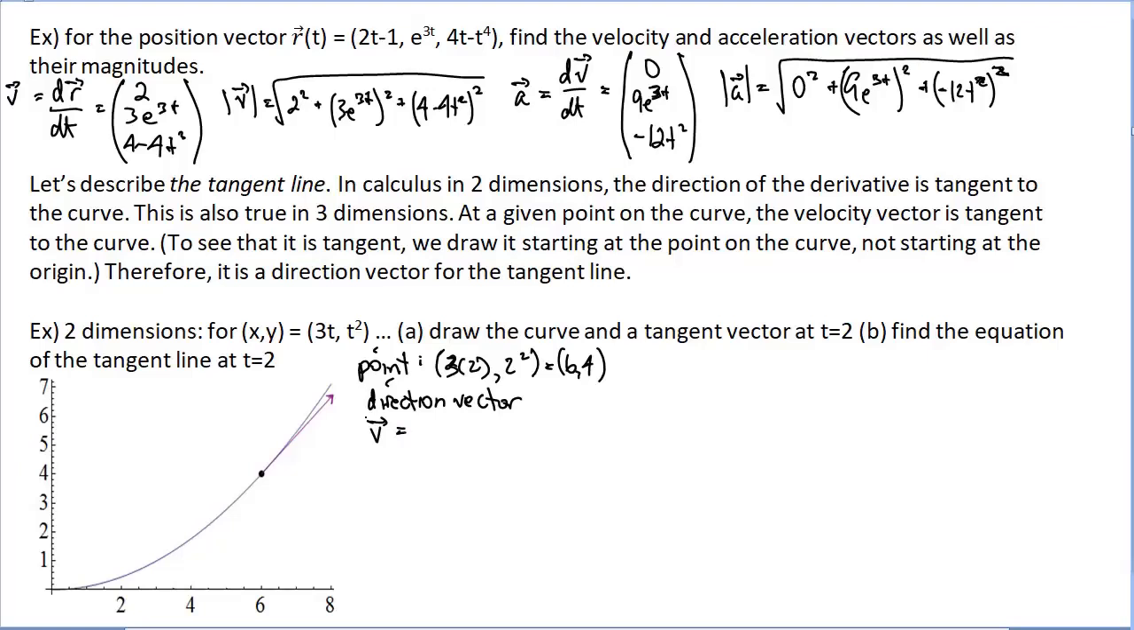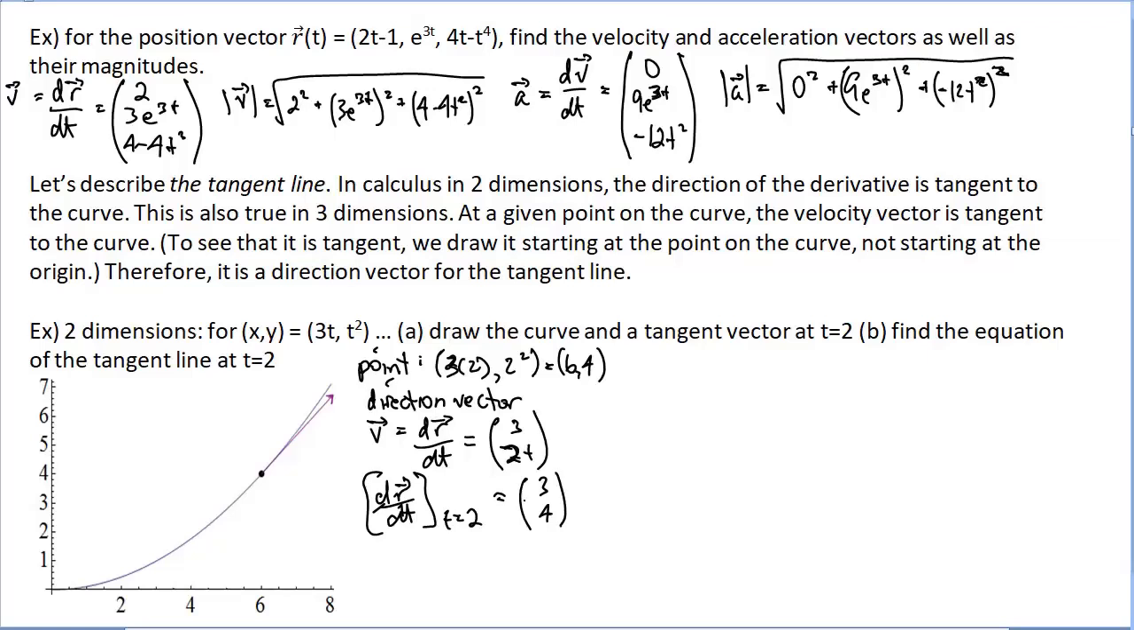So the direction vector v is just dr/dt. So taking the derivative, you get ⟨3, 2t⟩. Now, of course, we want that at the value t equals 2. So dr/dt at t equals 2 is going to equal, plugging in, ⟨3, 4⟩.